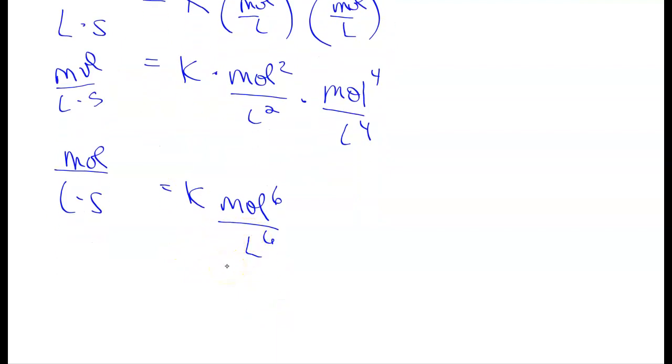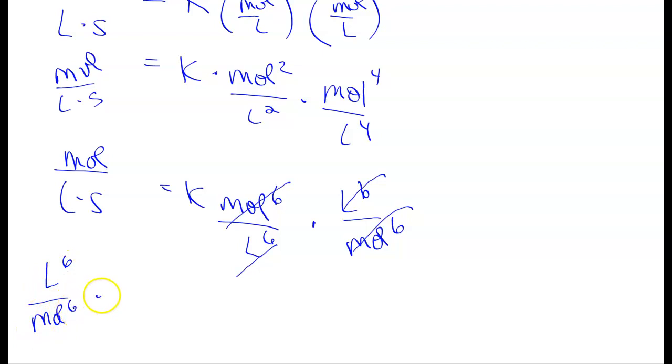So to get K by itself, I'm going to multiply this by the flip side. So I'm going to flip it, which means that's going to cancel. I'm going to do that to both sides. So then on this side, we're going to have liters to the 6, moles to the 6, because I'm multiplying just like in math class, equals K. So I multiplied both sides by liters to the 6, moles to the 6. When I multiplied liters to the 6, moles to the 6 on this side, liters to the 6 cancels, and moles to the 6 cancels, which is what we want, leaving K by itself.